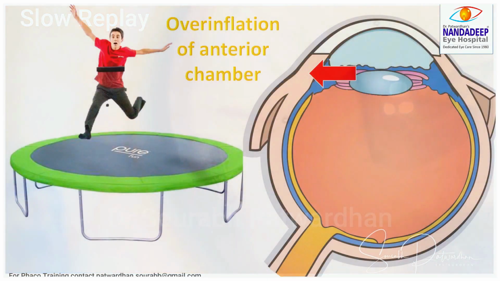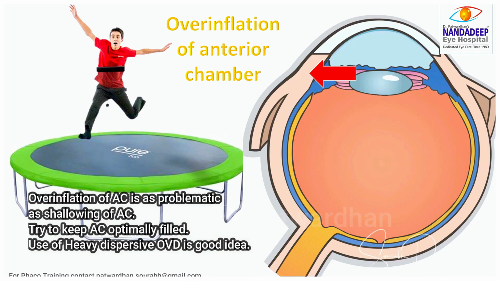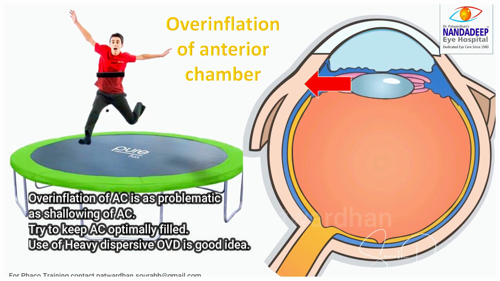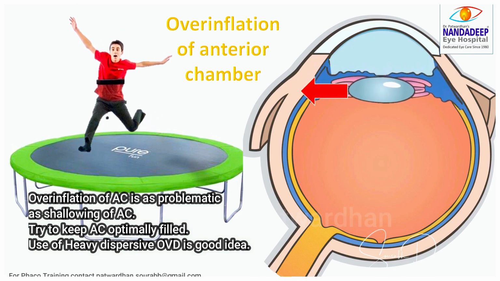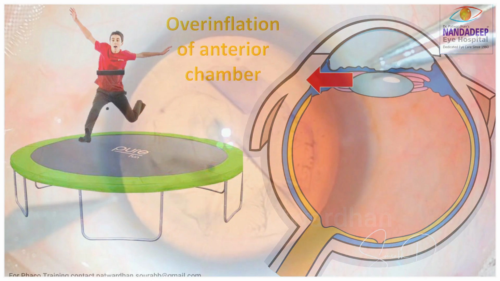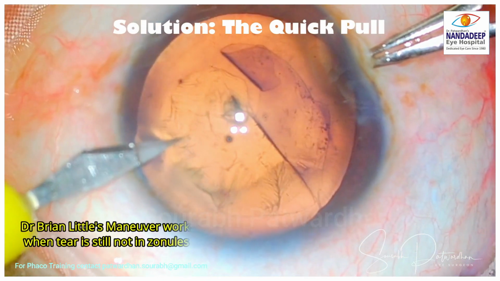It can be explained in this animation where overinflation of the anterior chamber will push the lens iris diaphragm backward, causing more zonular stretch and pulling of the capsulorhexis outward. So overinflation of AC is as problematic as shallowing of AC. Try to keep the AC optimally filled rather than causing overinflation.